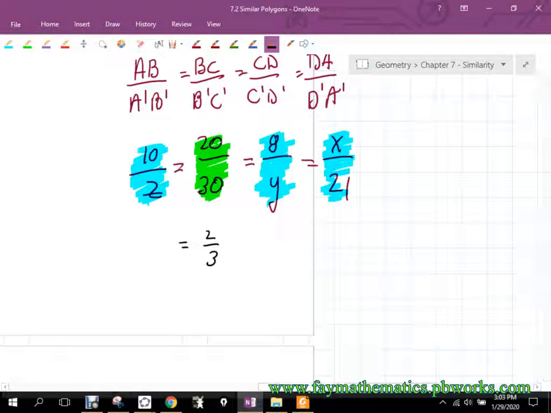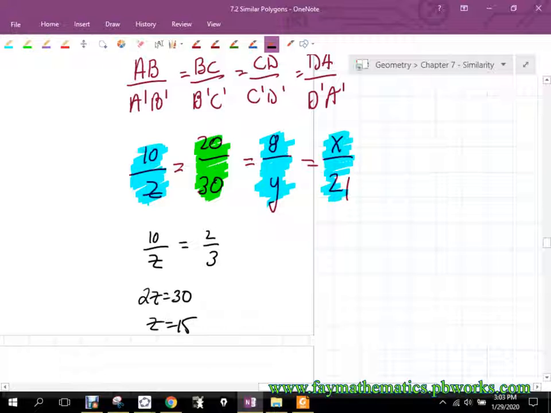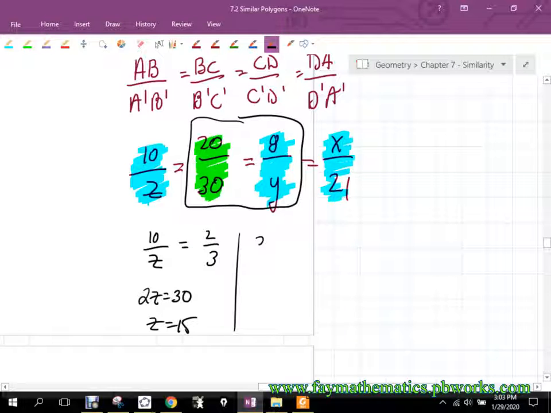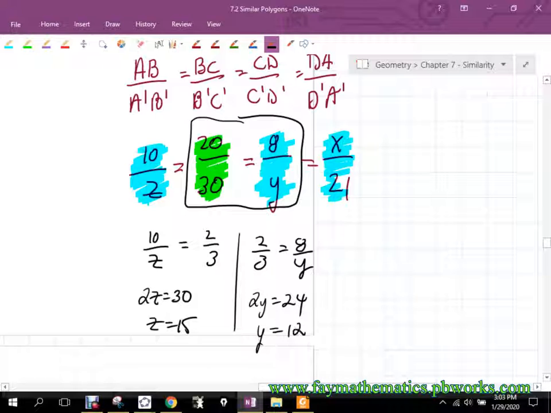That means then that 10 over Z, whatever Z is, needs to divide to give me 2/3. Does that make sense? So what I like to do is set this up: 10 over Z equals 2/3, and I should be able to solve that. 2Z equals 30, right? Z is 15. Then I'm going to take this 2/3 and set it equal to another one of these. Maybe I'll take those two. So 2/3 equals 8 over Y. That gives me 2Y equals 24. So then Y is 12.